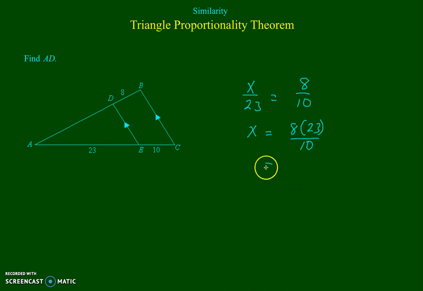Put that in our calculator, and we have 18.4. So if this is 18.4, if we divide 18.4 by 23, we get 0.8. If we divide 8 by 10, you can see that we get 0.8. So just a little cross-check to make sure that we've done it correctly. We can see that these are in fact proportional. So let's move on to the next theorem.